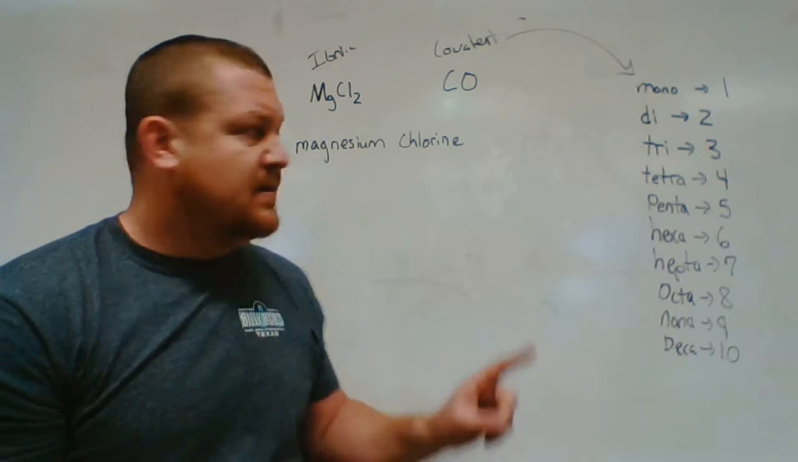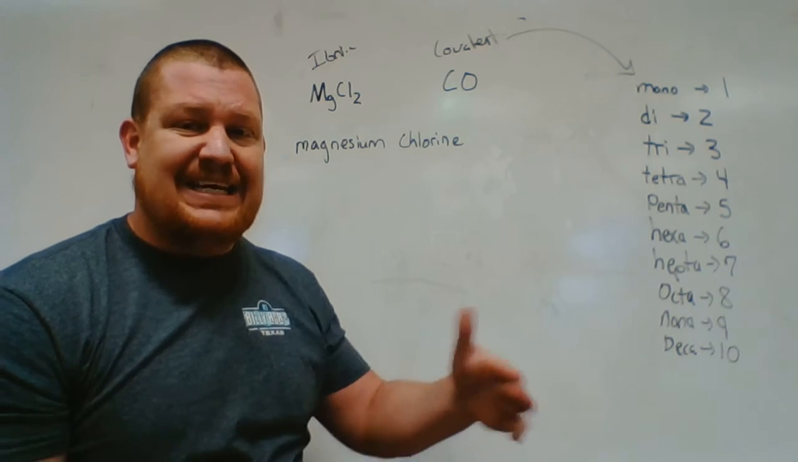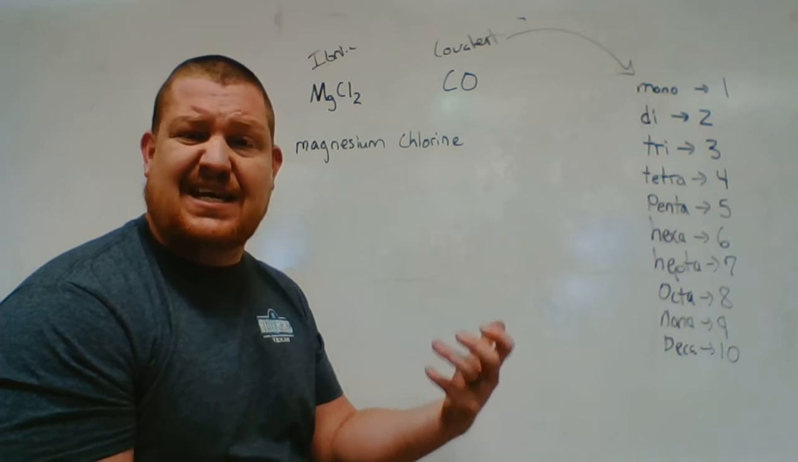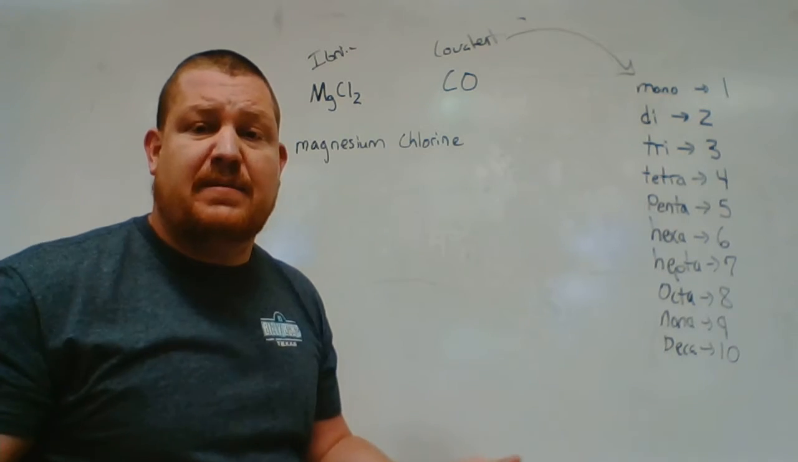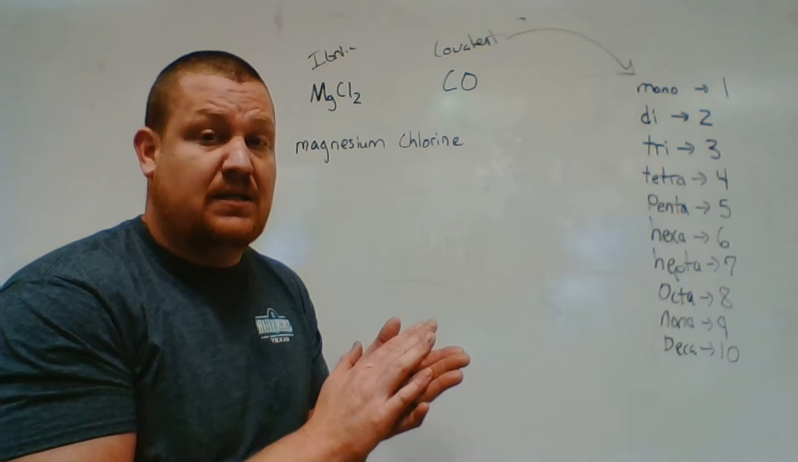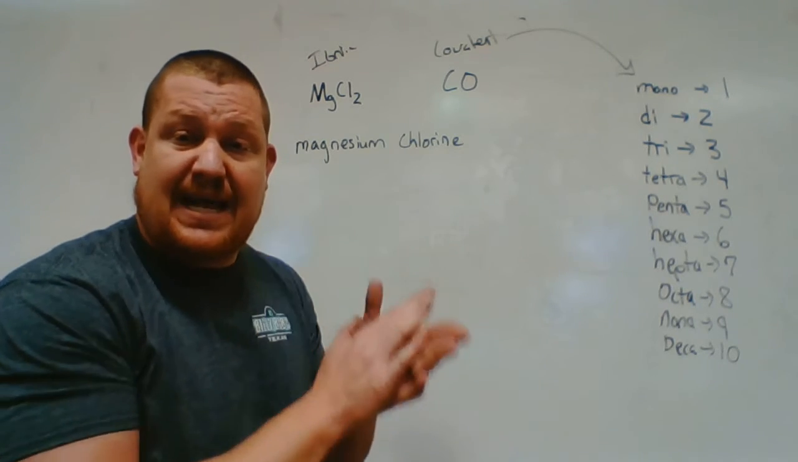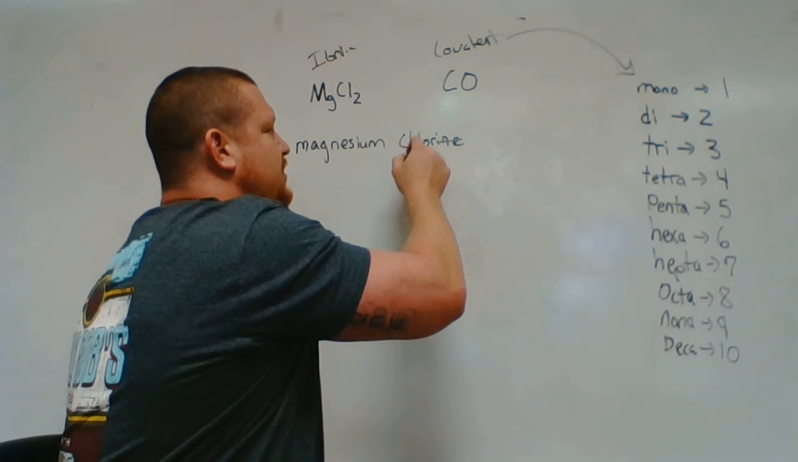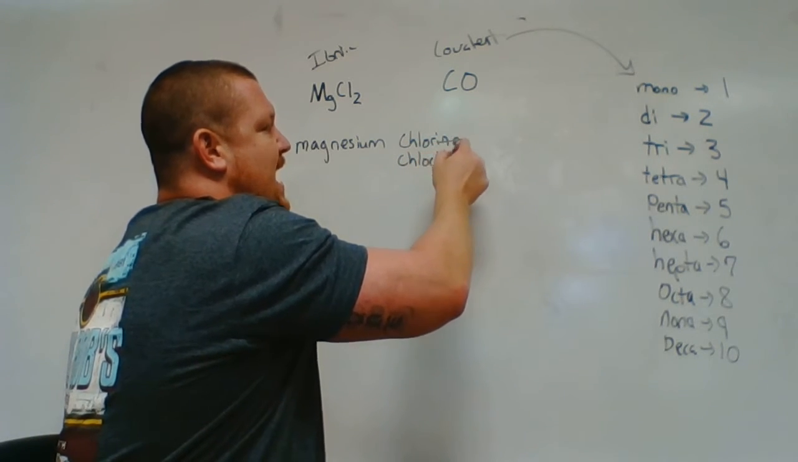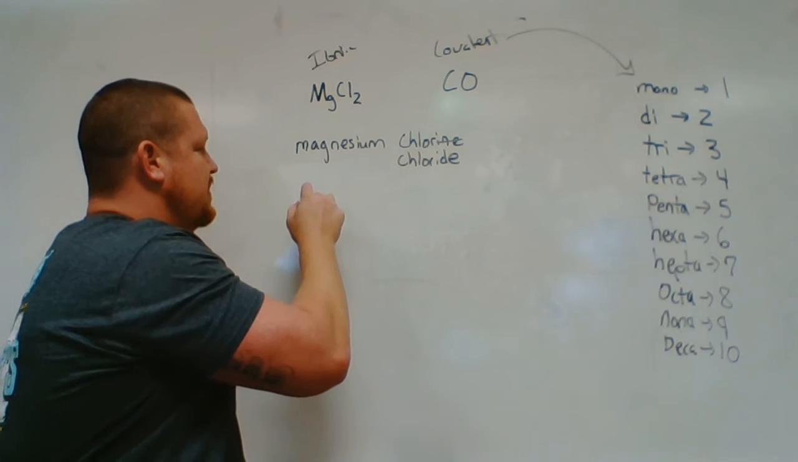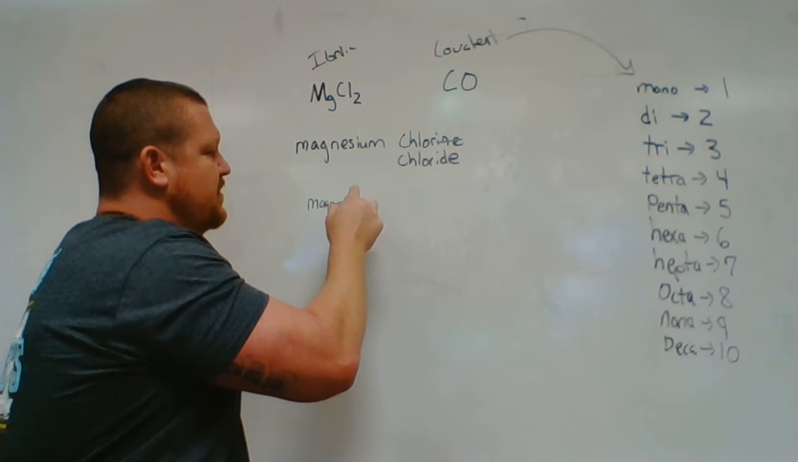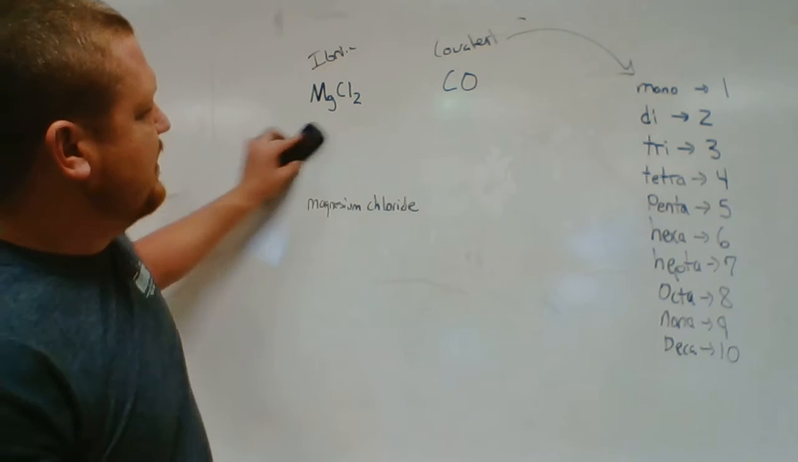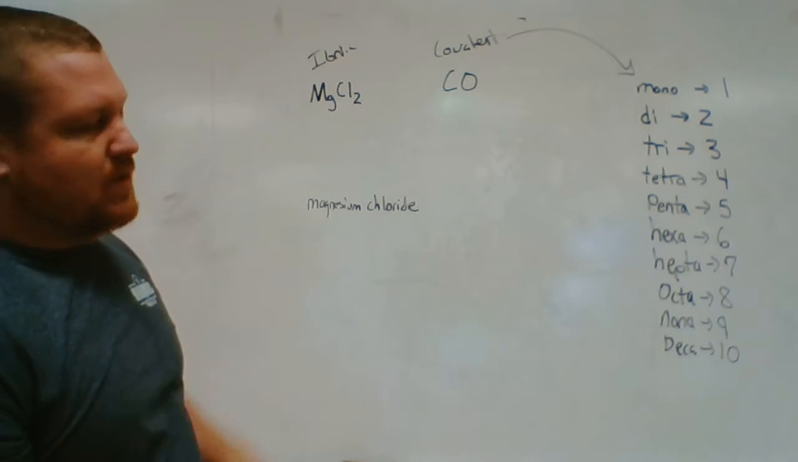Third, final step for ionic: change the ending of the nonmetal to -ide. Where would you change it? You just want to change the ending suffix. So think about it and clap it out: chlorine. We're going to change that last clap, -ine, to -ide. We're going to change this to chloride. So our final answer is magnesium chloride. All right, so we've got to erase this to get it out of the way. MgCl2 is magnesium chloride.